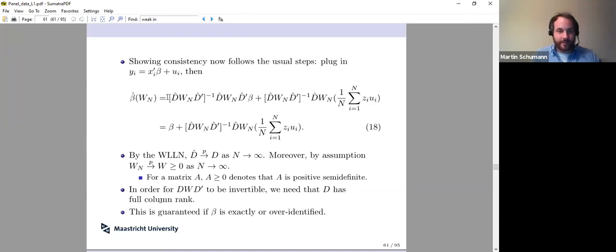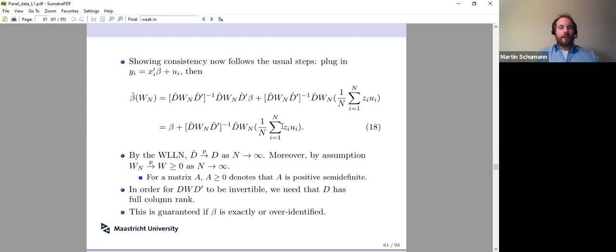but if you look at it long enough, then you will see that things simplify quite substantially. So you see that, of course, this inverse cancels with this thing so that we have beta plus this part. And of course, the behavior of this part will largely depend on whether this inverse here exists in the limit and whether this thing converges to zero in the limit.